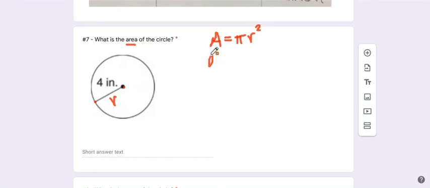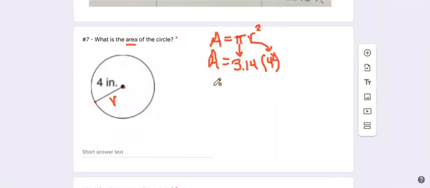I don't know A, that's what I'm asked to find. So I'm going to leave A as A. A equals, here's pi, that's 3.14. Okay, what about the radius? The radius is 4. Now watch what I do here. I'm going to put the 4 that I'm plugging in for r in parentheses. Okay, and I'm squaring it.